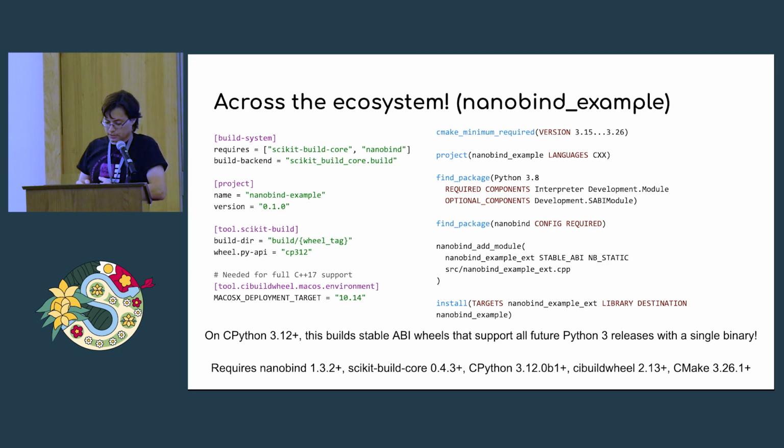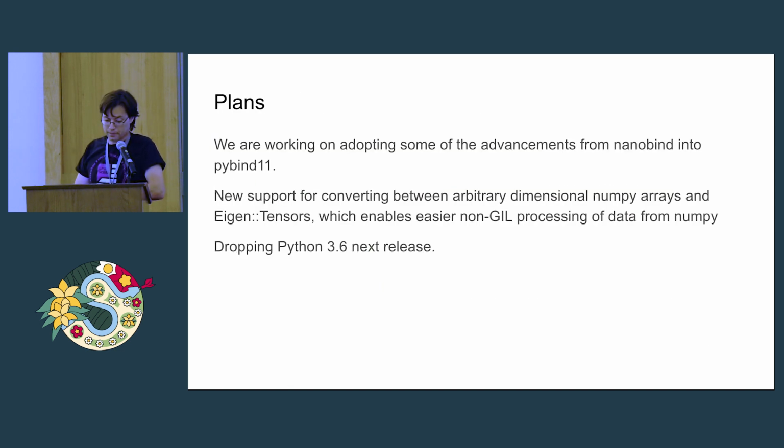Scikit-build-core has built-in support for this now, so you just set that, and it knows to build individual wheels before and stable ABI wheels after. You need a somewhat recent version of cibuildwheel, and the latest versions of CMake and nanobind, but all these things work together, and that's now possible. Hopefully something like this will be coming to PyBind 11 in the future as well. We're working on PyBind 11, adding some of these things from nanobind, and we have some experimental support for multi-dimensional arrays, and we will be dropping Python 3.6 soon.